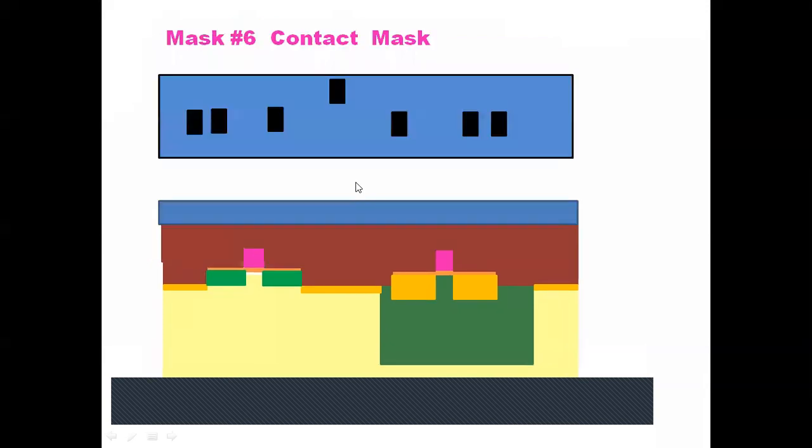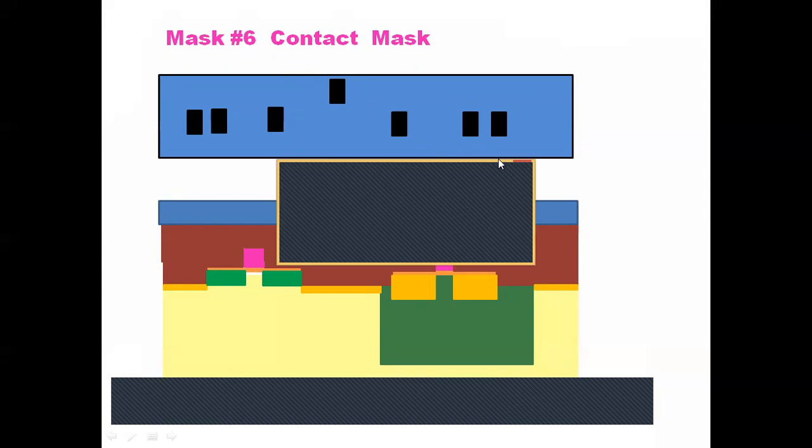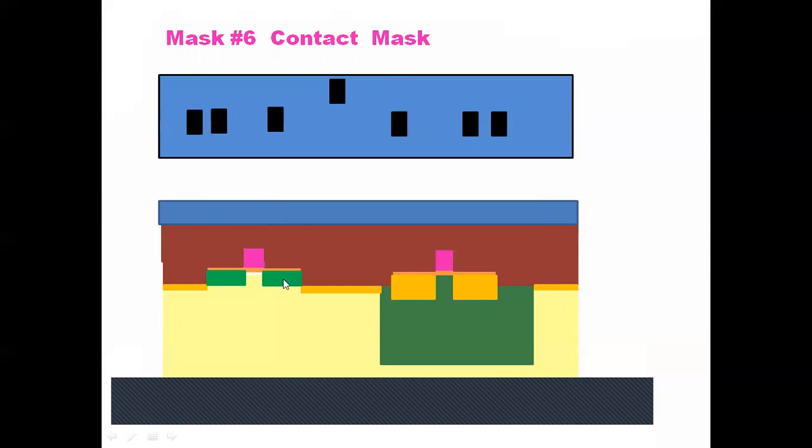And then the contact mask is used. So basically here, this contact is the input contact. This contact is the drain of NMOS. This contact is the drain of PMOS. This contact is the source of PMOS, and this contact is the substrate of PMOS.